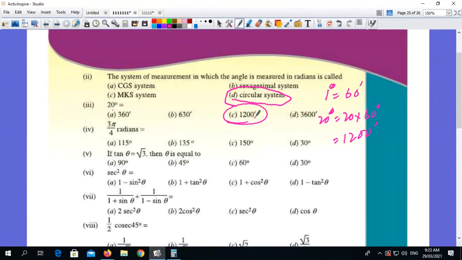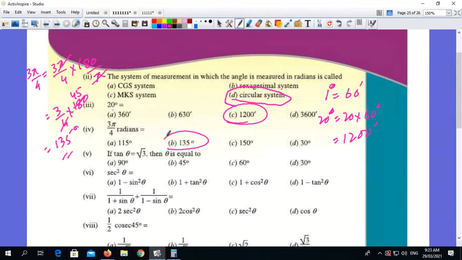Fourth one is 3 pi by 4 radian. How do we convert 3 pi by 4 radian into degree? 3 pi by 4 radian can be written as 3 pi by 4 into 180 by pi. Pi cancels with pi, and we have 3 by 4 into 180. 180 divided by 4 is 45, and when it is multiplied by 3, we have 135 degrees. So the correct option is 135 degree.